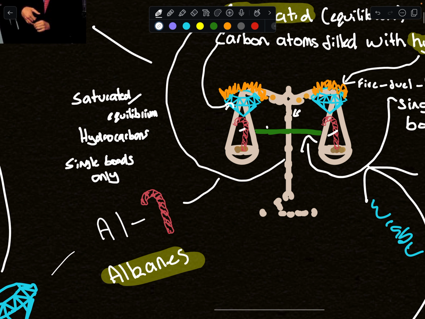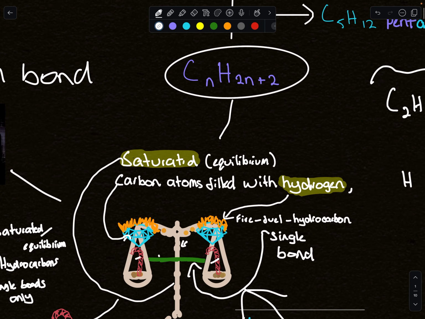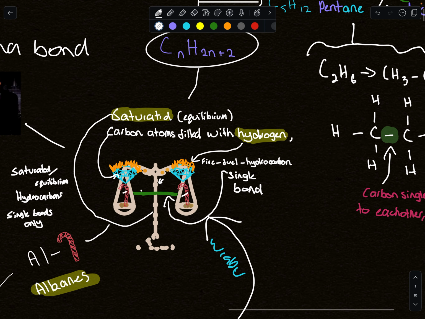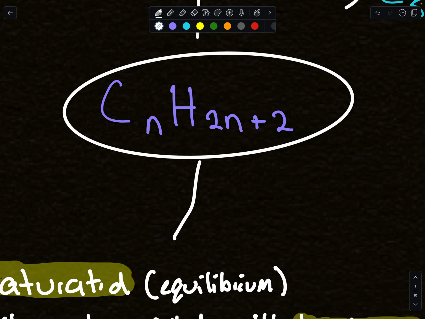Now, from this image, what have we done? We've just deciphered exactly what alkanes are in a way that's easy to understand. And this image is pretty bizarre, don't you think? So, it's easy to remember. Okay, so we have here: saturated, at equilibrium. That's the explanation. And from here is the formula for alkanes.